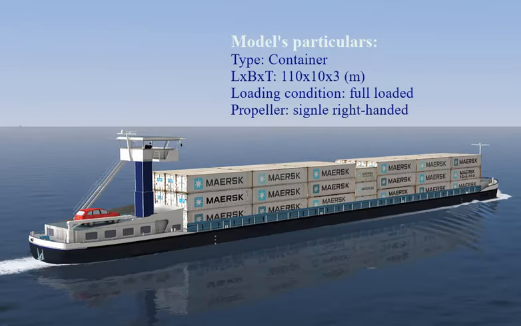In this scenario, the ship model is a container vessel. Her length is 110 meters, breadth is 10 meters and the draft is 3 meters. The ship is fully loaded and fitted with a single right-handed propeller.